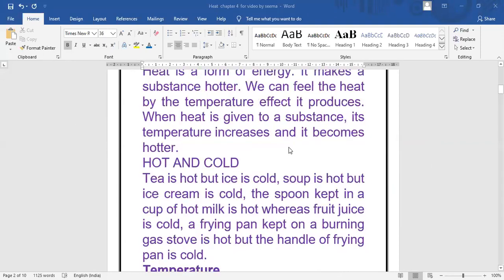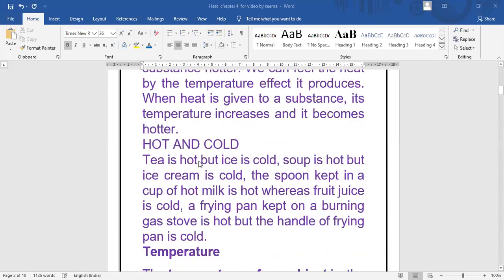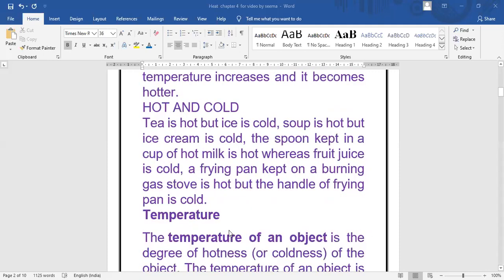How can we say the substance is hot or cold? Tea is hot, but ice is cold. Soup is hot, but ice cream is cold. The spoon kept in a cup of hot milk is hot, whereas fruit juice is cold. A frying pan kept on a burning gas stove is hot, but the handle of the frying pan is cold.